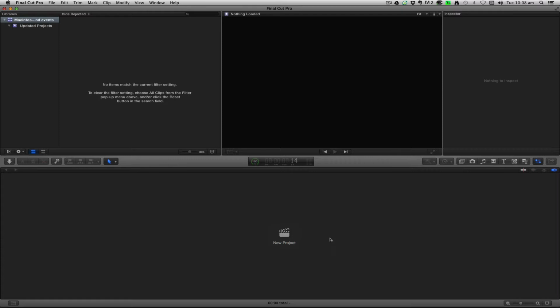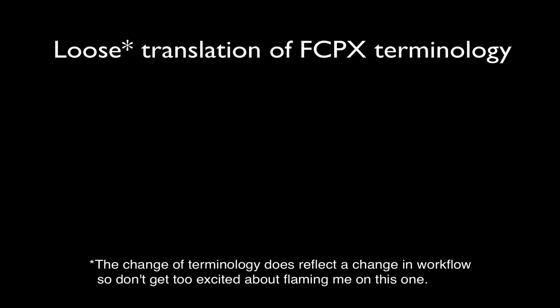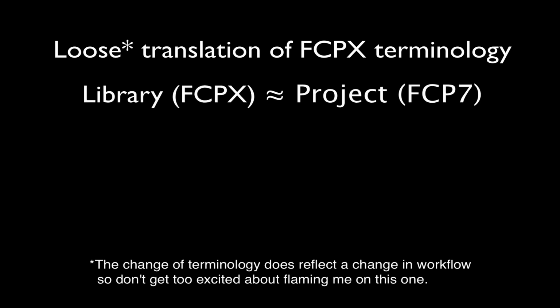Okay, one thing that does bug me about this new version is the change of terminology. So, let's just get this right. Libraries in Final Cut X are the equivalent of a project in Final Cut 7 or pretty much any other program. So in the old days you'd have a project, and inside that project you'd have bins with all of your clips and your sequences in it. That project that you'd have open is a library in the new Final Cut.